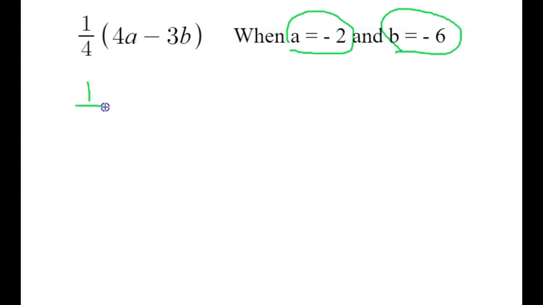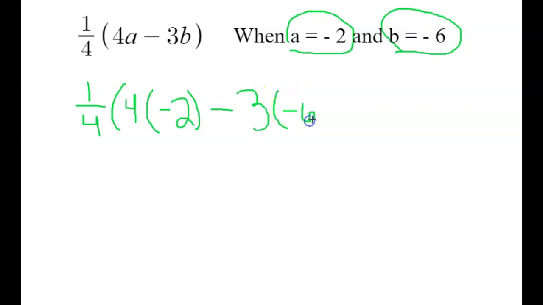So I'm going to rewrite my expression. 1/4 I haven't used yet, so I just rewrite it. 4 I haven't used yet, but in place of A, I need to rewrite it as -2. Notice I used parentheses to show multiplication. I am not going to use a dot because it looks like a decimal. I'm not going to use an X because it looks like a variable. Now I write my minus sign and I write my 3. In place of B, I'm going to write -6 and I'm writing in parentheses to show multiplication.